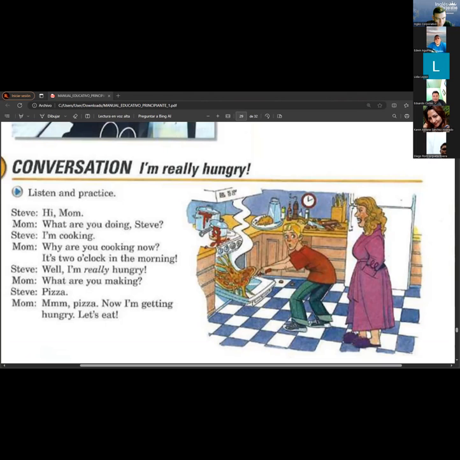No sé quién le gustaría participar en esta conversación. Good afternoon, mister. ¿Le gustaría participar en la conversación? Yes, teacher. Excellent. Okay. You are Steve. Okay, ¿alguien que quiera ser mom? ¿Quién quiere ser mom? Okay, bueno, creo que nadie puede. Mr. Eduardo Cortés, ¿podría ser usted mom? Sí. Okay, vamos a iniciar.